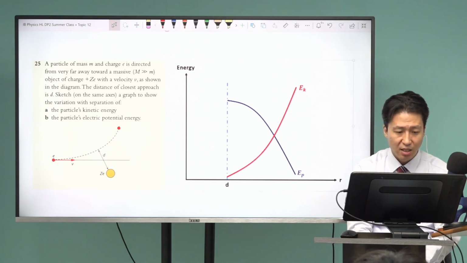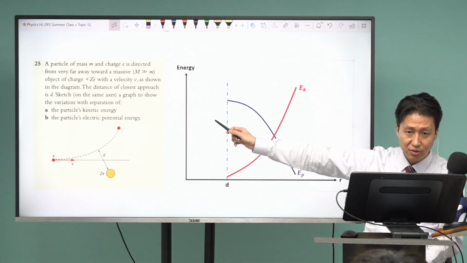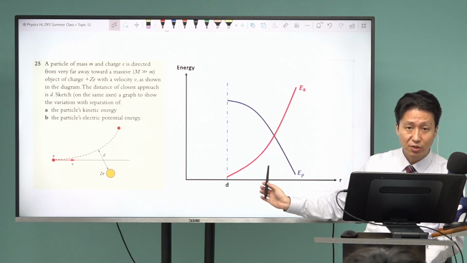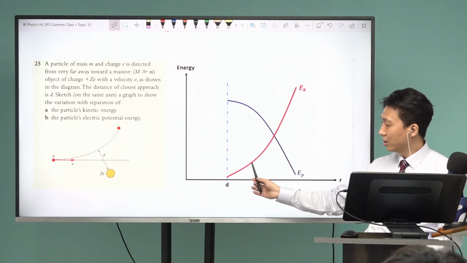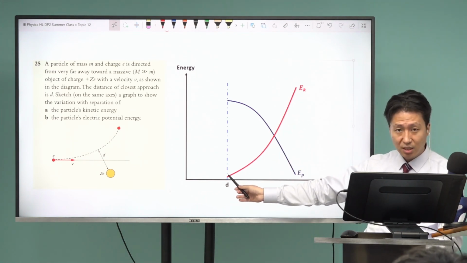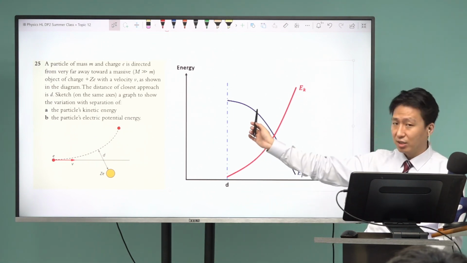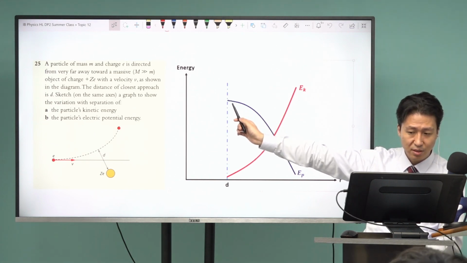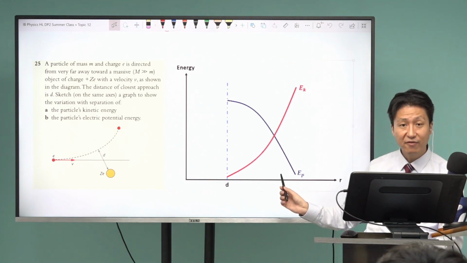Of course, the kinetic energy of this particle decreases as it gets closer. Can you see that? This is the distance d. As it gets closer and closer, it decreases. And as it gets closer and closer, the potential energy increases. This is not exactly the shape it should have.